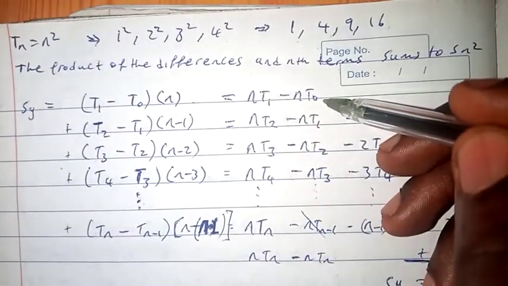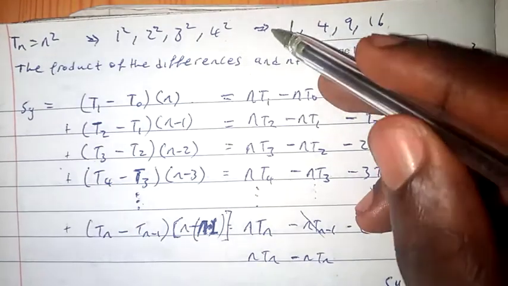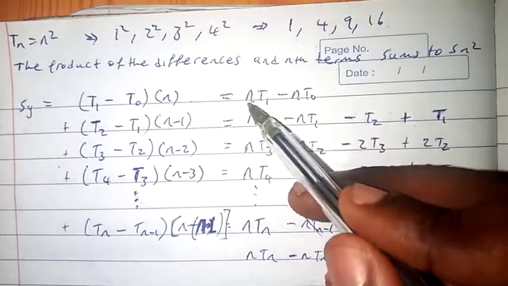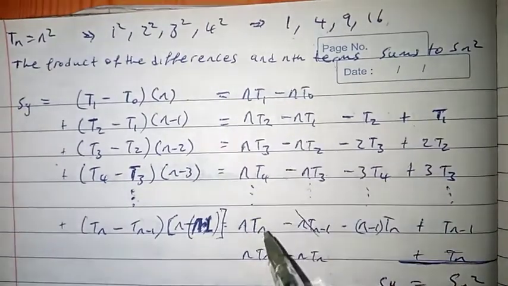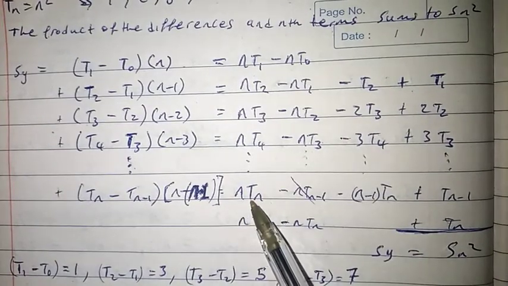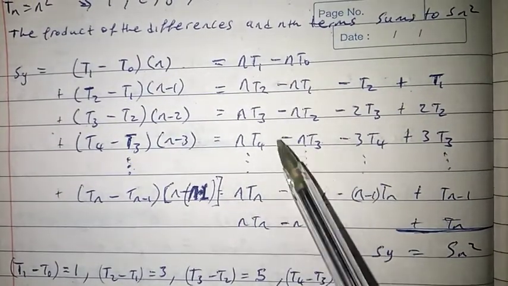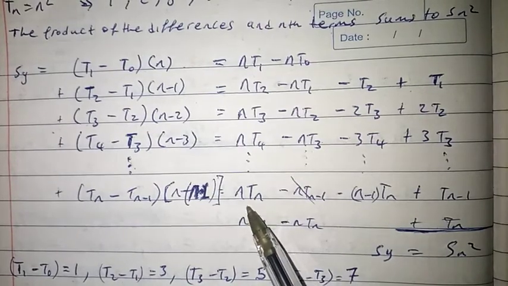Of course, T0, I've added it. T0 is 0 basically. I've added T0, but there is no term after 1, so this is 0. This will cancel this. This will cancel this. So the only thing that will remain in the ending will be n Tn, because everything will cancel. This will always cancel this, such that only this one will remain, n Tn, on this part.